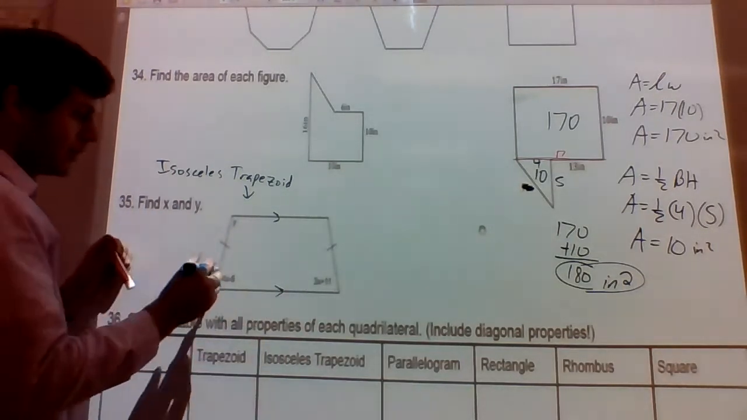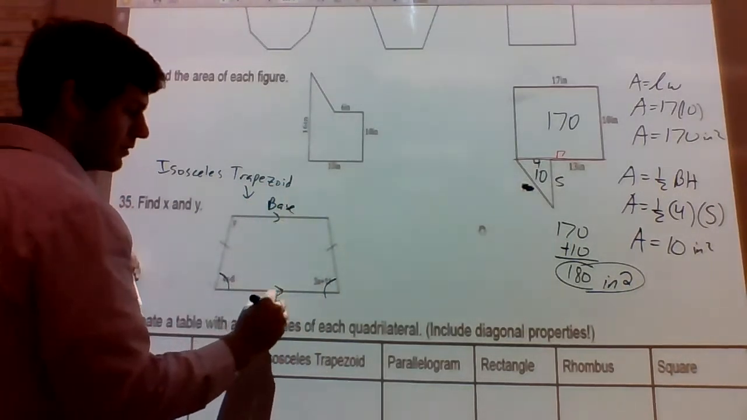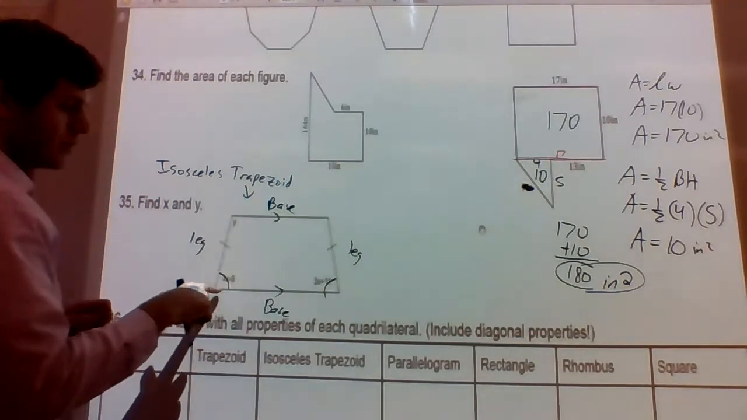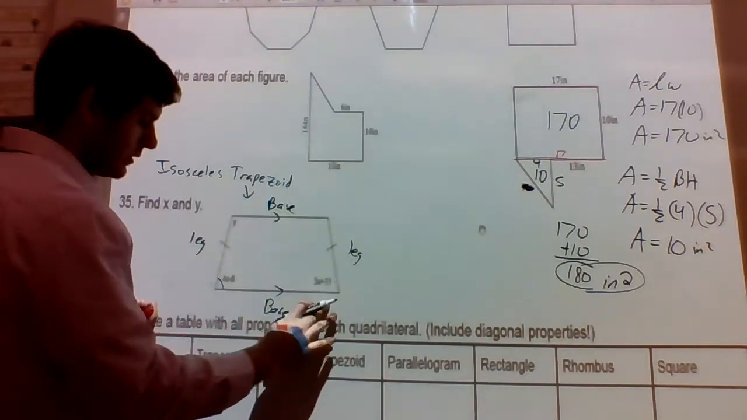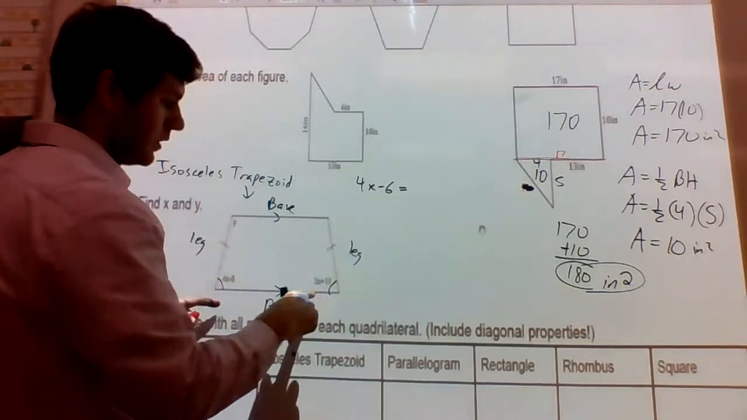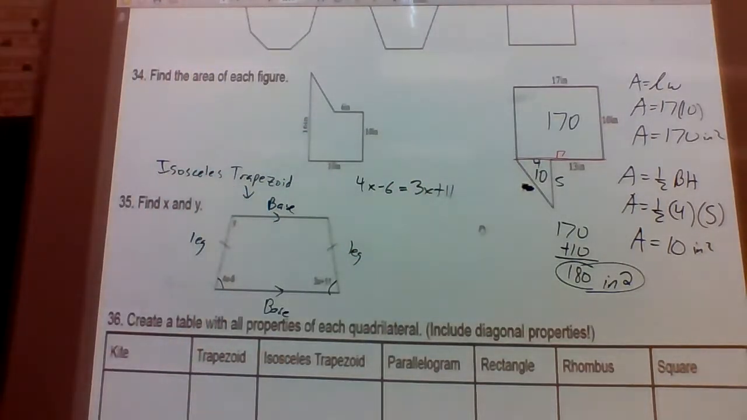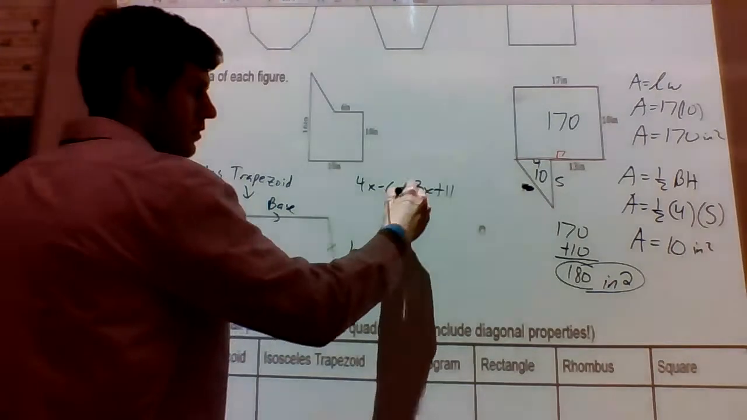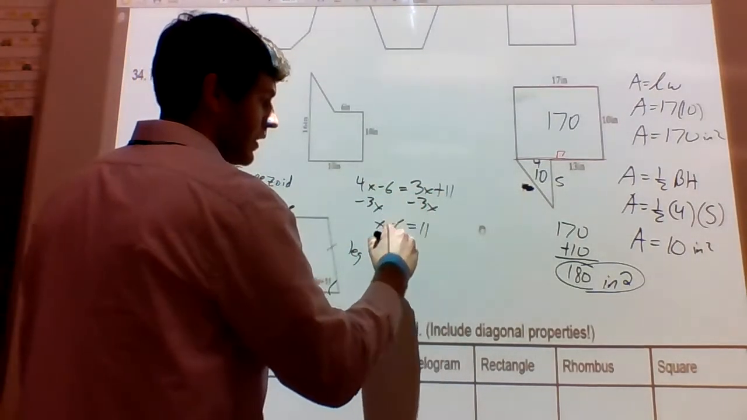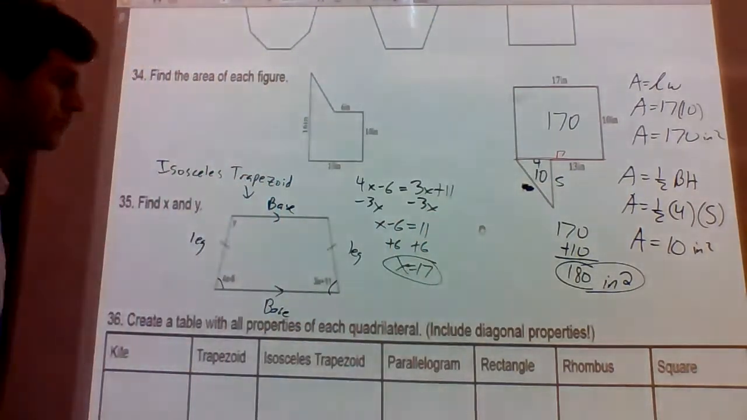So here we have 2 base angles. This is a base. Here's a base. Here's a leg. Here's a leg. The base angles are congruent. So this is 4x minus 6, and that's going to equal 3x plus 11. Base angles are congruent. Subtract 3x. x minus 6 equals 11. Add 6 to both sides. x is going to equal 17.